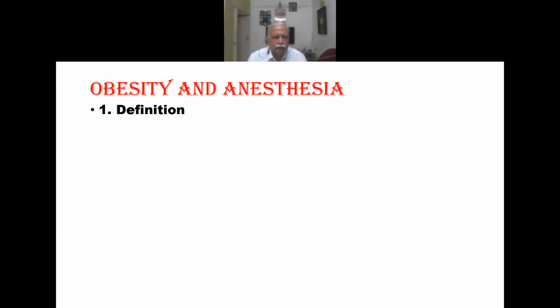Any idea what is the definition of obesity? Abnormal deposition of fat. Everybody has fat, I have fat, everyone of us has fat. But it is the abnormal deposition of fat compared to the lean body mass or muscle mass. Abnormal excess deposition of fat.